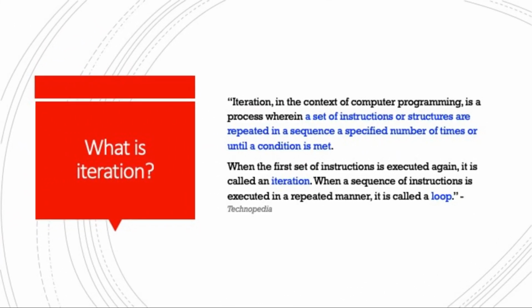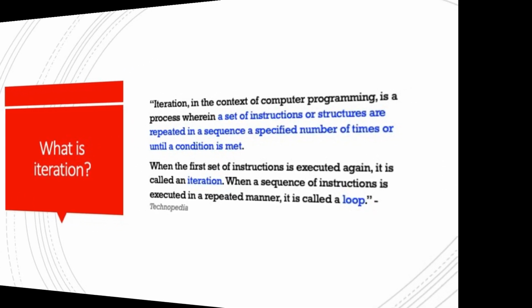What is iteration? Iteration in the context of computer programming is a process wherein a set of instructions or structures are repeated in a sequence a specified number of times or until a certain condition is met. When the first set of instructions is executed again, so we go through it for the second time, this is known as an iteration. When a sequence of instructions is executed in a repeated manner, this is called a loop. So we see there is a relationship between iteration and a loop. So stick with us. Now we're going to Pythonify it in the slides that come up.